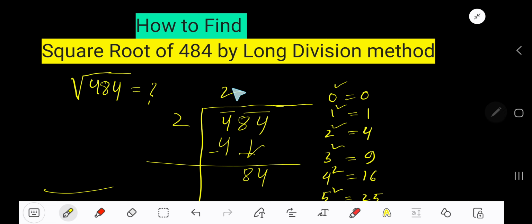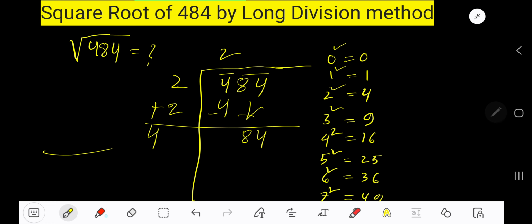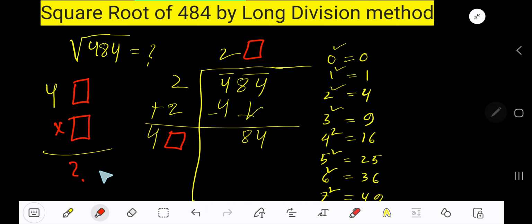You have placed the digit 2 in the quotient, so 2 must come under the divisor as well. Now add. Now you have to guess a number. This number must come here, and you need to multiply and check. We take a number here, and this number must come here, so you multiply, and this product must be equal to 84 or nearest to 84.